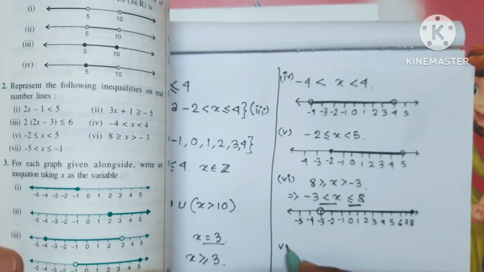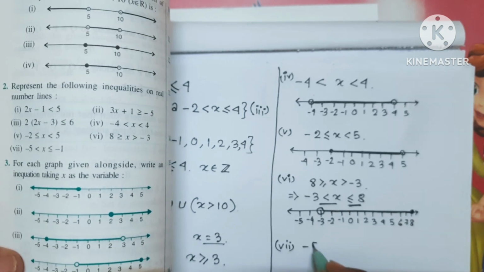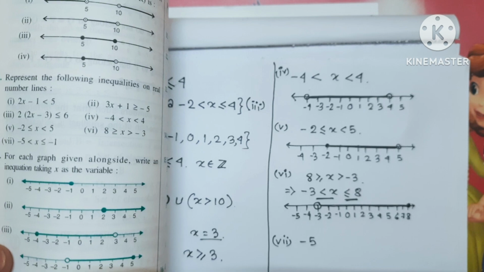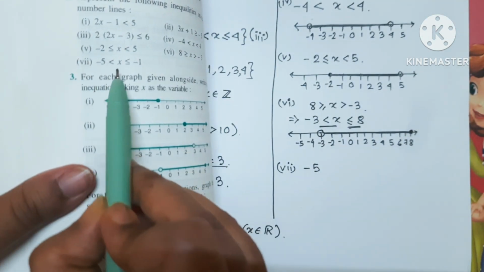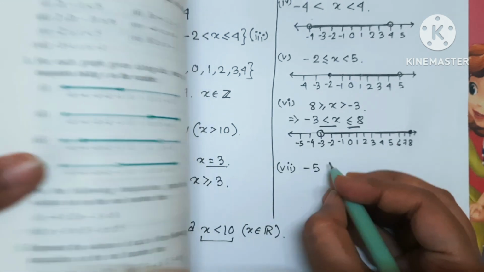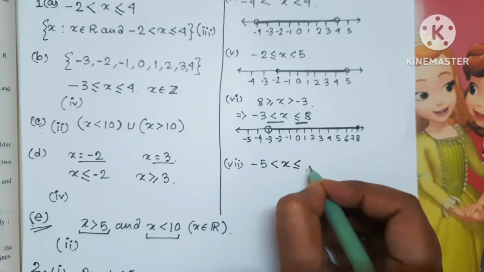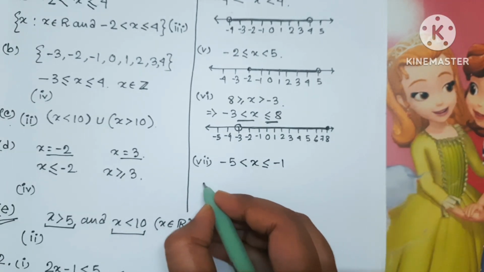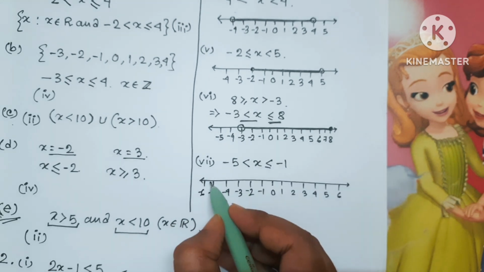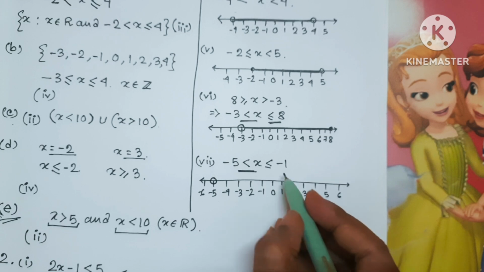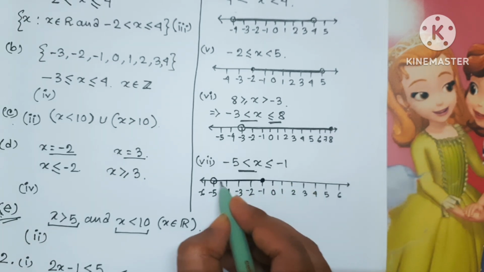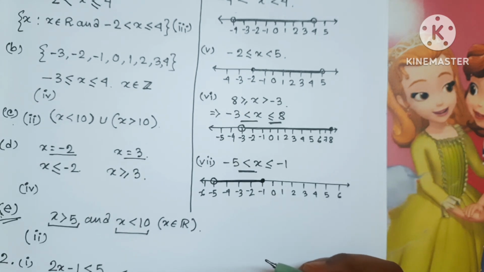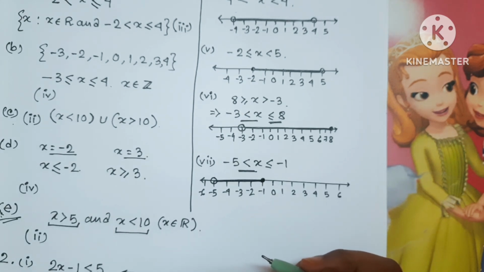Okay, now the last one. See this problem. Minus 5 less than x less than or equal to minus 1. So how will you draw it? Minus 5 here, there is strict inequality, so a hollow circle, and at minus 1 there will be a darkened circle, and now you have to join this. Okay, so this will be our range of x.